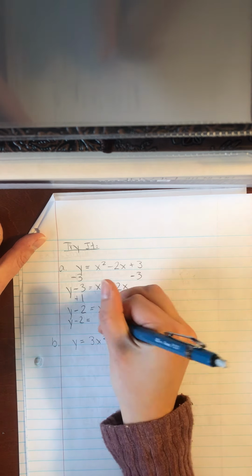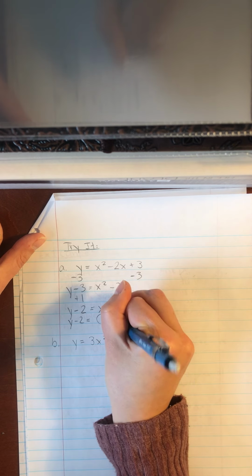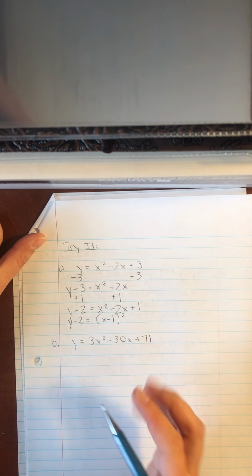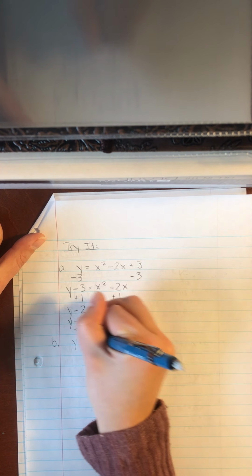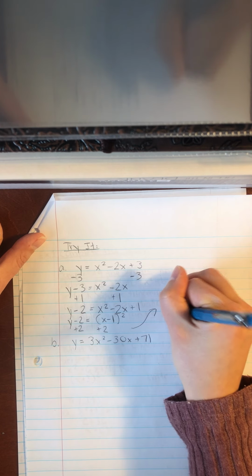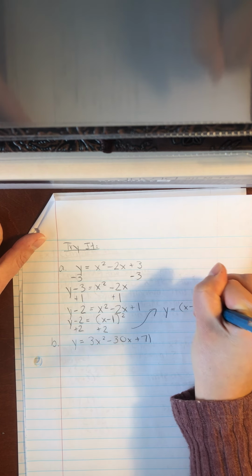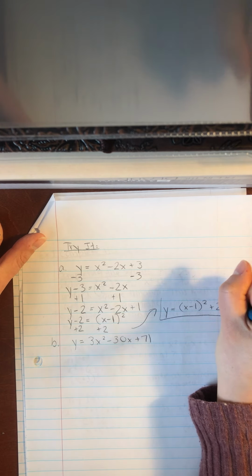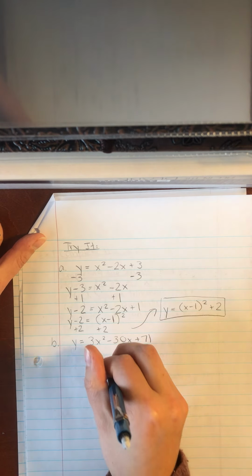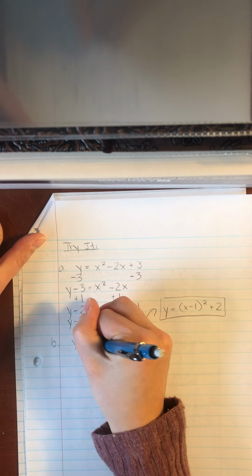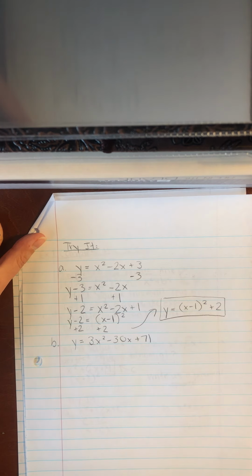Factor, x minus 1 squared. Don't take the square root of both sides, just move this over. So now we have y equals x minus 1 squared plus 2. That's the first method. Now, I would use the second method for this one because you have a leading coefficient of 3. If you try the first method, it's very difficult.